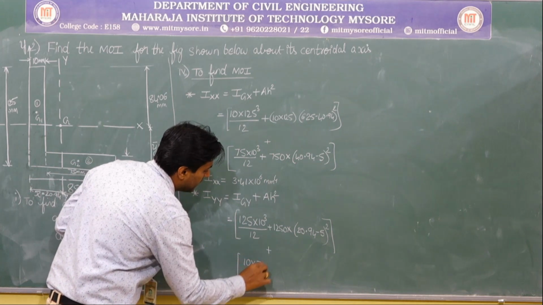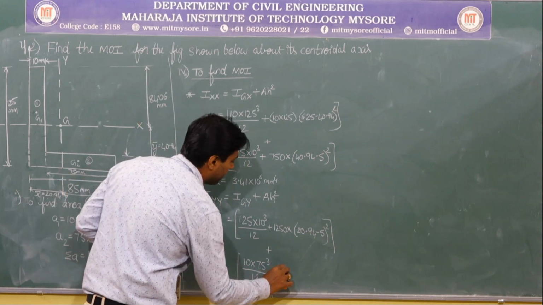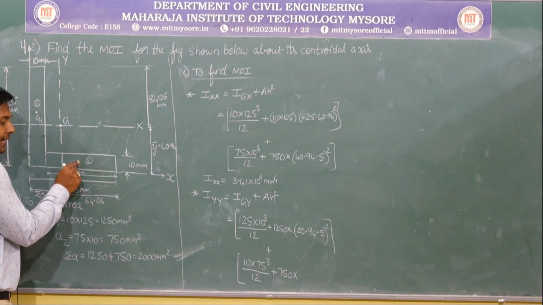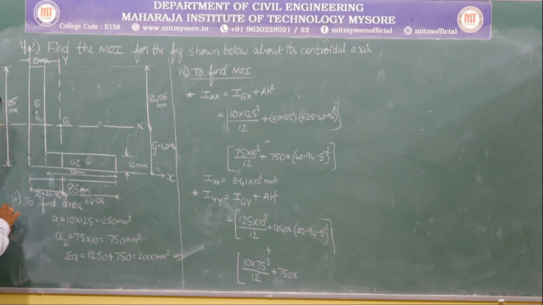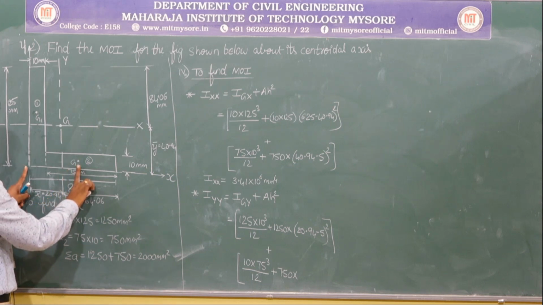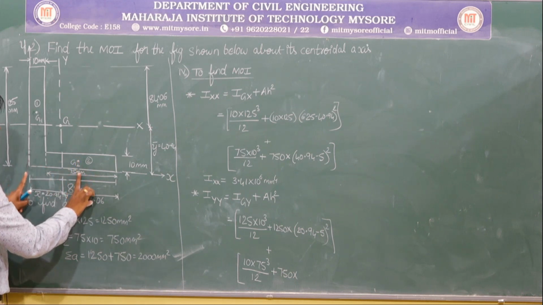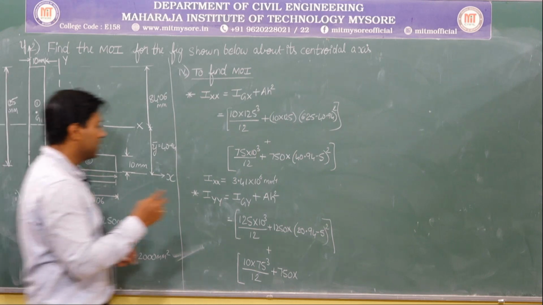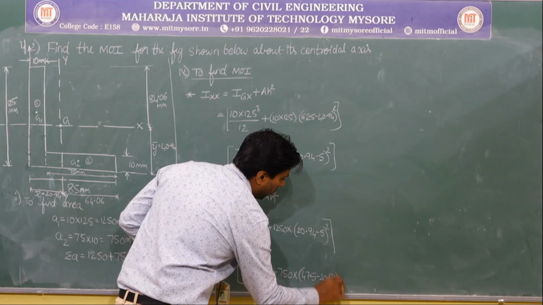So dB cube by 12 plus, what is the area? Breadth into depth, that is 750 into, what is that distance? It is the distance between the centroid of the Kernson diagram till the reference axis. About which axis you are calculating it? About y axis. Be careful now. I want everyone to tell me what is this particular distance. From here to here it is 37.5 plus 10, 47.5. Minus 20.94. So 47.5 minus 20.94 whole square.